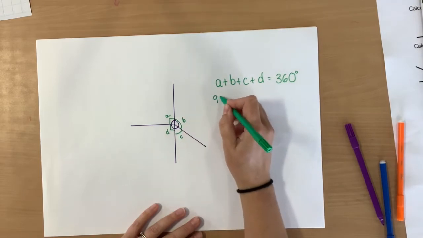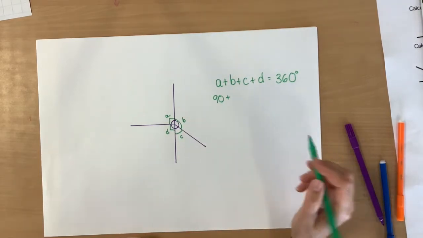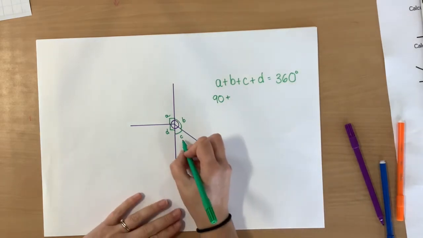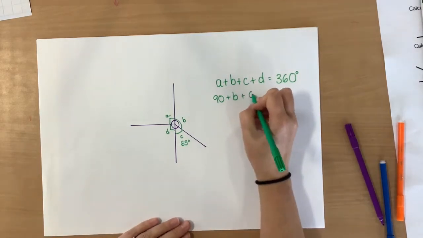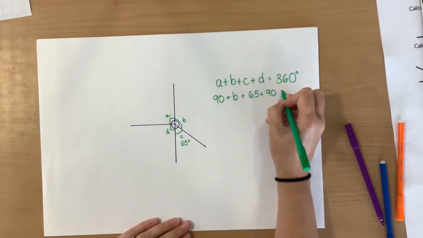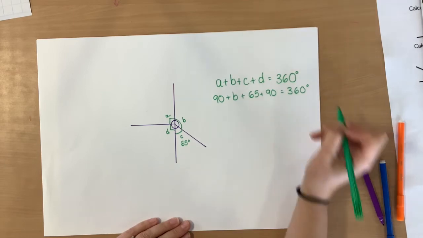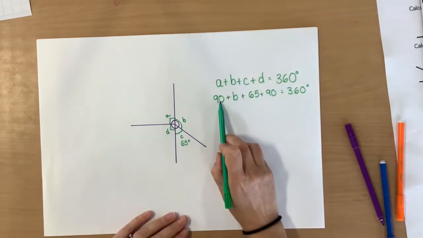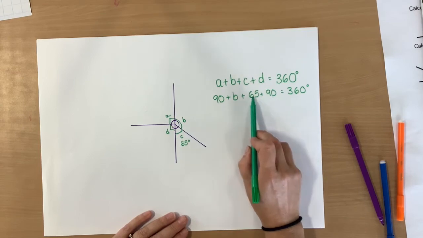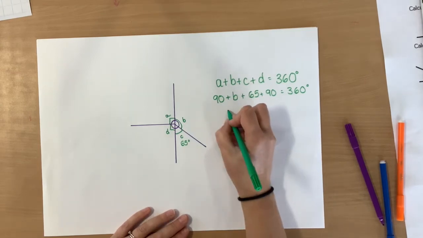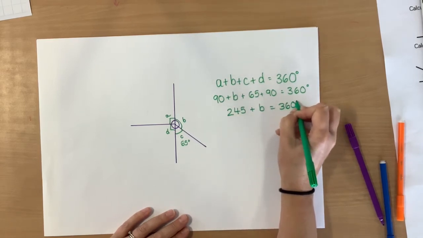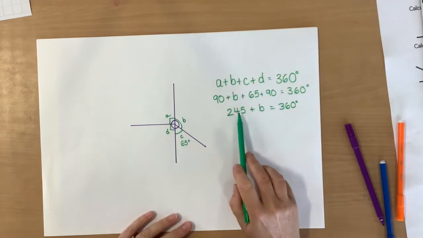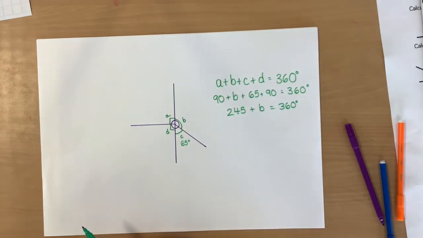We know that A is 90. We don't know B. I'm going to have to give you B or C. So let's say that C is 65 degrees. So B will keep as B because we don't know. C is 65. D is also 90 because it's a right angle. Equals 360. So far I've got 90 add 90, which is 180, add 65, which is 245. So I've got 245, add B equals 360. Okay, because A, C and D add up to 245, and then we've got B as well.